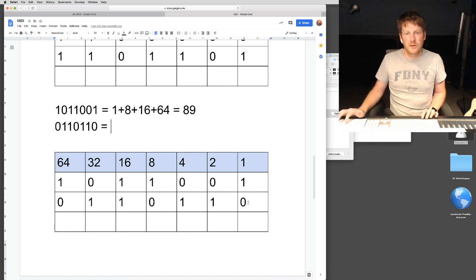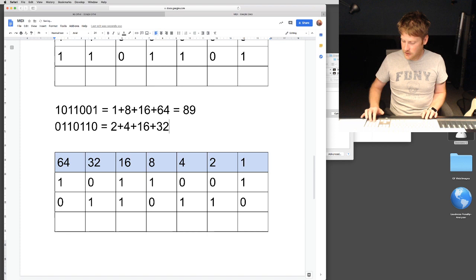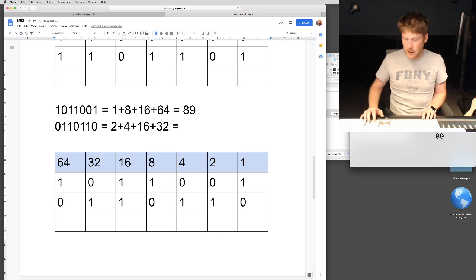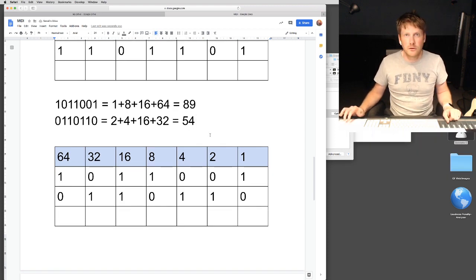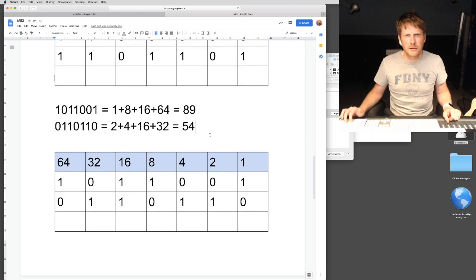So using if there's a 1, we do maths. It's 2 plus 4 plus 16 plus 32 is the answer to what that is. And I will type this into my calculator. 2 plus 4 plus 16 plus 32 equals 54. There we are. So there's a method of calculating binary numbers to and from, and hopefully not something you actually have to do.